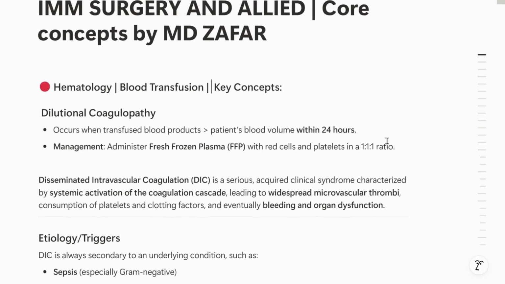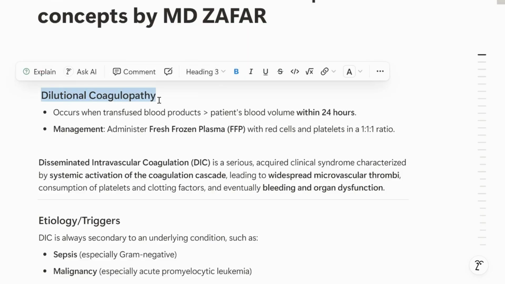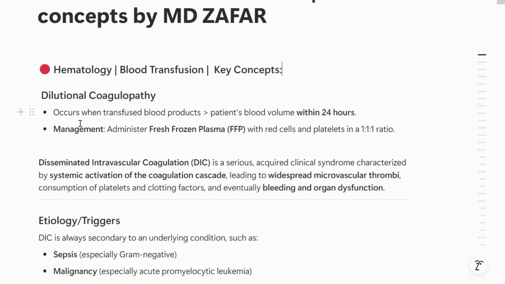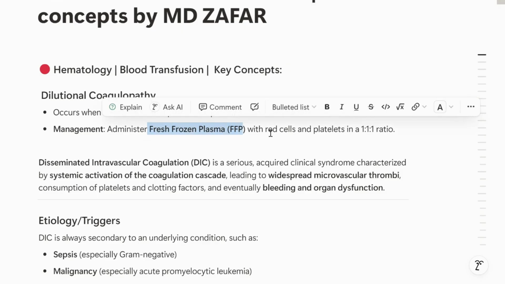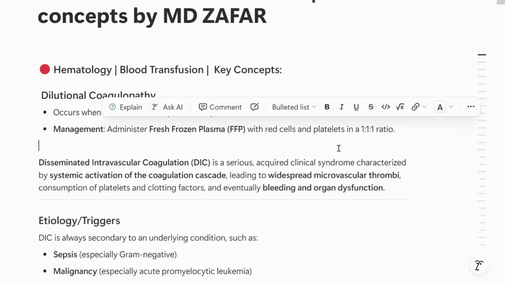So first of all, we have dilutional coagulopathy as the most important topic. So what is it? It occurs when a patient gets a blood transfusion which is more than his total blood volume, which is around 5 liters, in less than 24 hours. So a patient with trauma or burn or any other pathology who is receiving a lot of blood transfusion is at risk of developing dilutional coagulopathy. For the management, we can administer fresh frozen plasma with RBCs and platelets, specifically in a 1:1:1 ratio, to prevent this from happening.